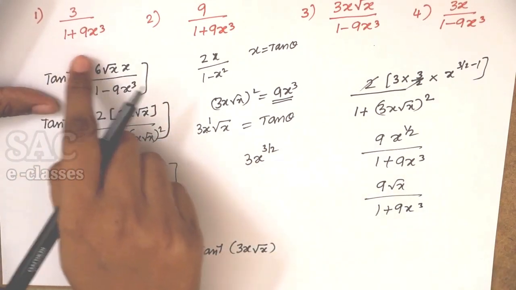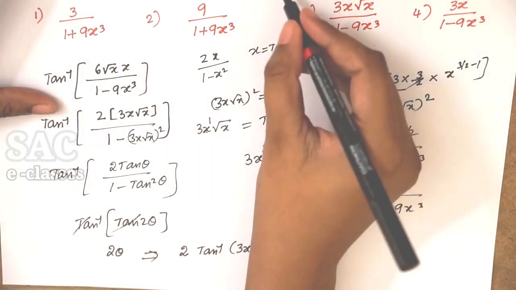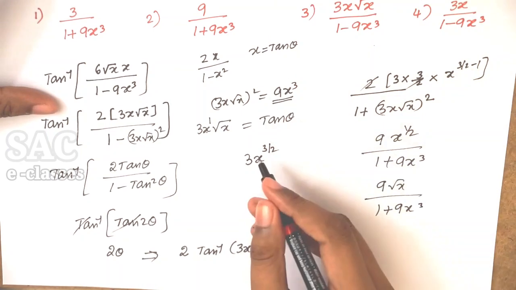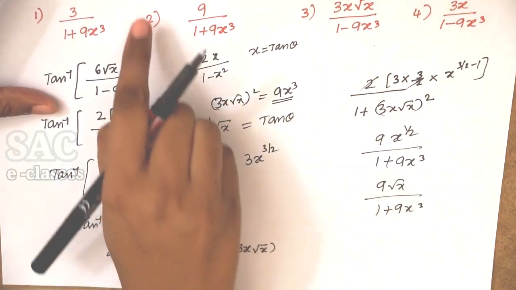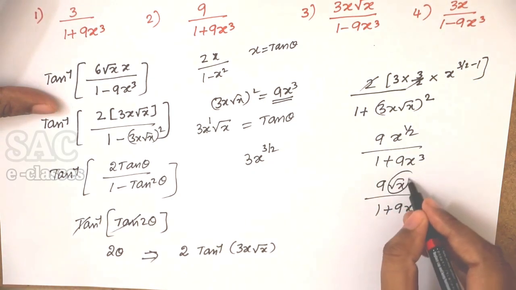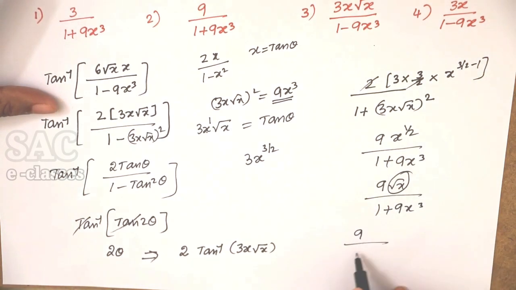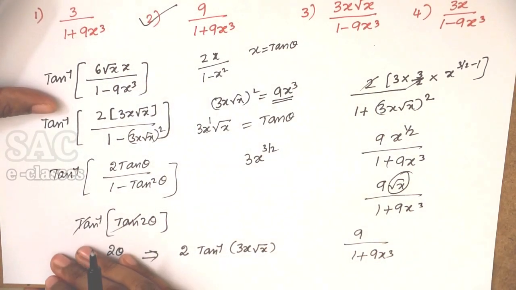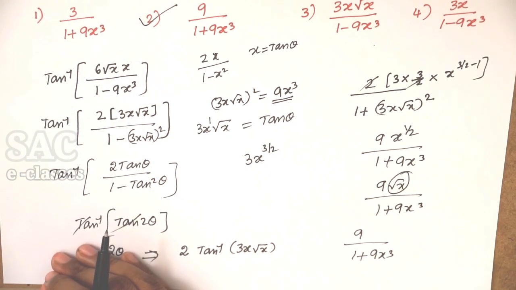But that option is not there. If you observe clearly what they asked, the derivative is root x into g of x. So root x is eliminated. Now what is there? 9 by 1 plus 9x cube. So option 2 is the correct one. Let us move to the next problem.